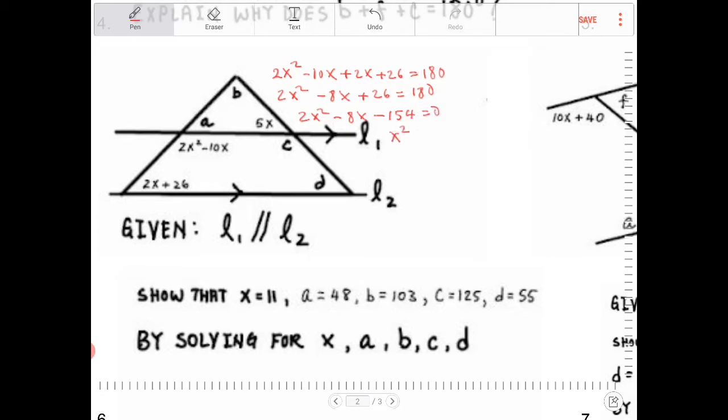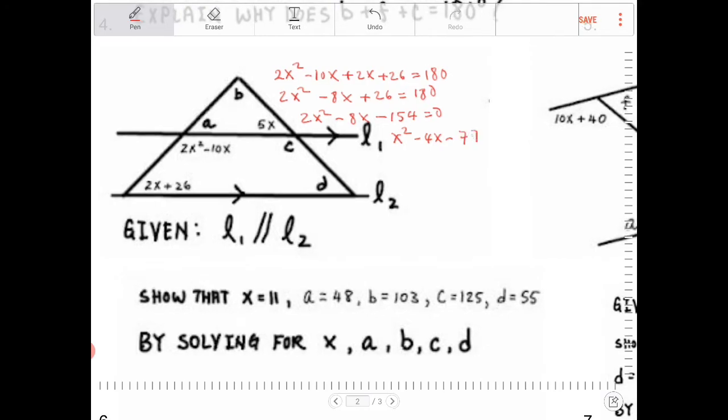I end up with x squared minus 4x minus, what is that? 154 divided by 2 is 77? Is that the case? Yes, it is. Okay. And I'm looking for two numbers that multiply to negative 77 and add to negative 4. That would be 7 and 11. That would be x minus 11 and x plus 7 equal to 0. So x will have to equal 11 or negative 7.